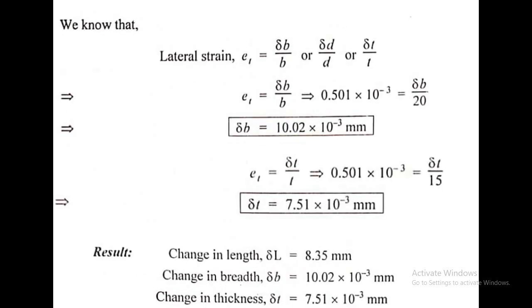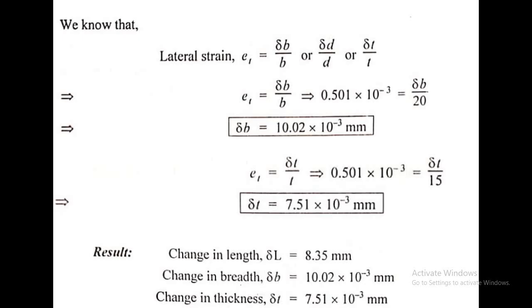But lateral strain is also known as change in breadth by original breadth, change in dia by original dia, change in length by original length. So you do the calculation for finding the change in breadth, that is ET, lateral strain is nothing but change in breadth to original breadth. Keep the unknown in the left side and remaining in the right side. Do the calculation. You got 10.02 into 10 power minus 3 mm.